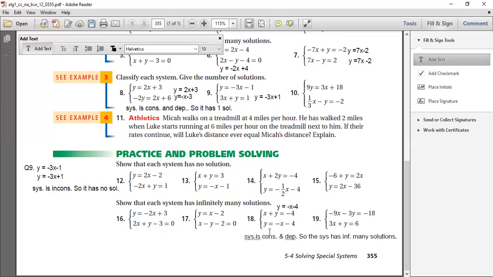The slopes are the same, the y-intercepts are the same, which means they are the same line in fact. So if it is the same line, the system is consistent, because from the same line we can take many solutions. It is consistent and dependent, because from the same line we can get many solutions. So that means the system is consistent and dependent. So the system has infinitely many solutions.